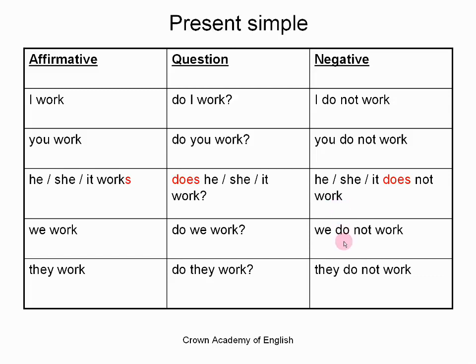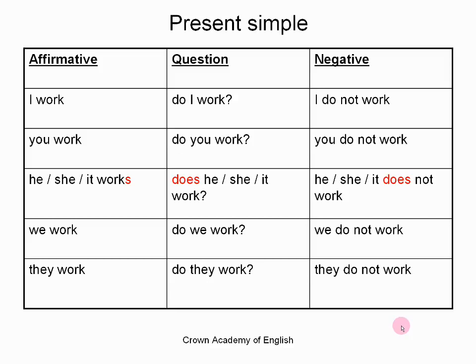Now going on to the we form. So we work becomes we do not work, and they work becomes they do not work. Alright, so to summarize, the present simple form is actually very easy. They all, the affirmative, the question and the negative, they all take the infinitive form of the verb except the third person singular.